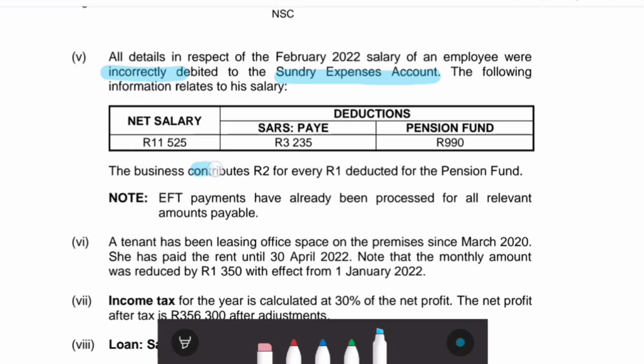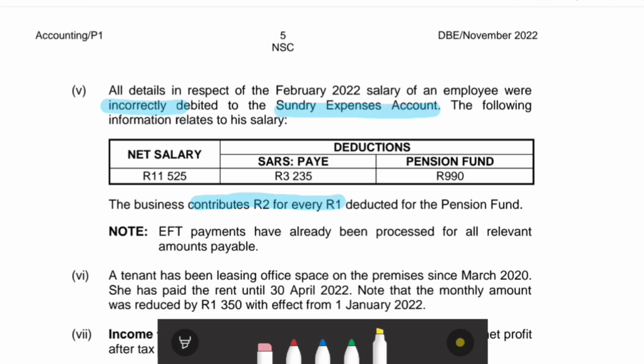The business contributes 2 rands for every 1 rand deducted for the pension fund. So the first thing we need to do is to get rid of this amount from the sundry expense account. It does not belong there. The salary that we're looking for is the gross salary because that is what the business pays the employee. The net salary is what hits the employee's bank account. And this is because there are other interested parties that are going to take what is their portion. SARS is going to take income tax from this employee, and pension fund is also going to take their portion, sometimes medical aid as well as UIF.